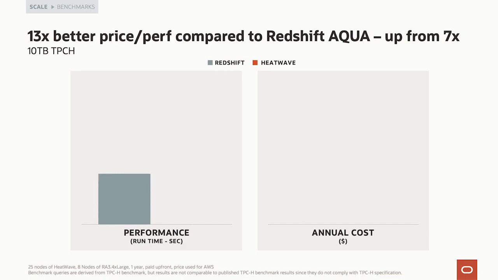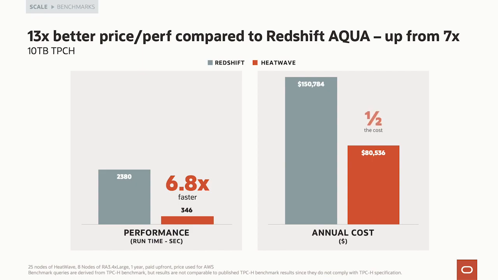Now, we did some updates. When we first launched MySQL HeatWave, we did some benchmarks against Redshift, and we talked about those back in December. Well, we've now benchmarked our most recent version of MySQL HeatWave against their most recent version of Redshift Aqua. Well, we're now 13 times better price performance, up from 7 times. So we went from 7 times better price performance to 13 times better price performance. 6.8 times faster at half the cost.